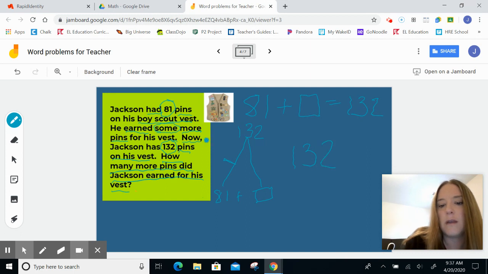132 minus 81. Now make sure the 1 is underneath the 2 and the 8 is directly below the 3.